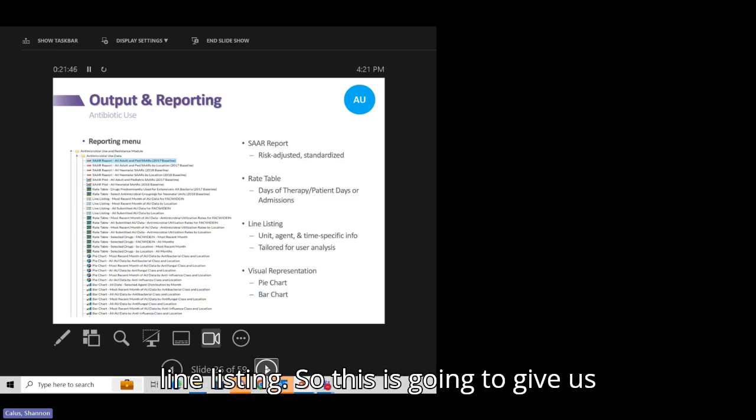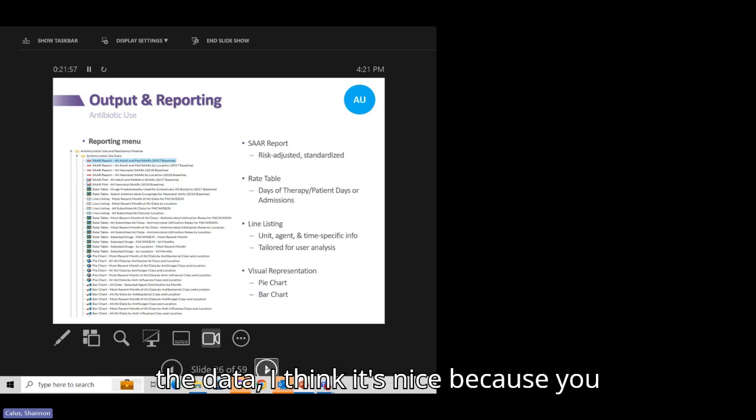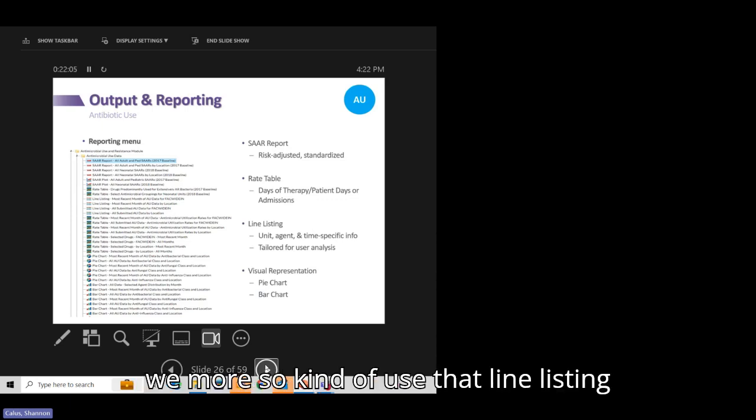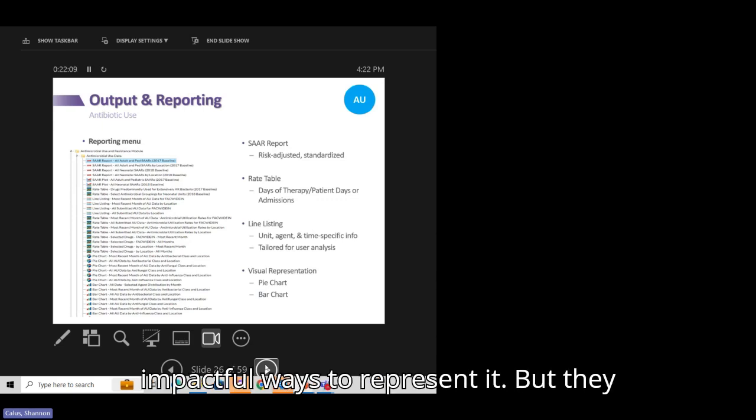And then our line listing. This is going to give us specific agents, specific units, and time. So if you wanted to do a deeper dive or your own manipulation of the data, I think it's nice because you can really tailor it to your needs. Some of the visual representations I think are nice. We don't use them as often. I think we more so use that line listing and then really craft it into more impactful ways to represent it.